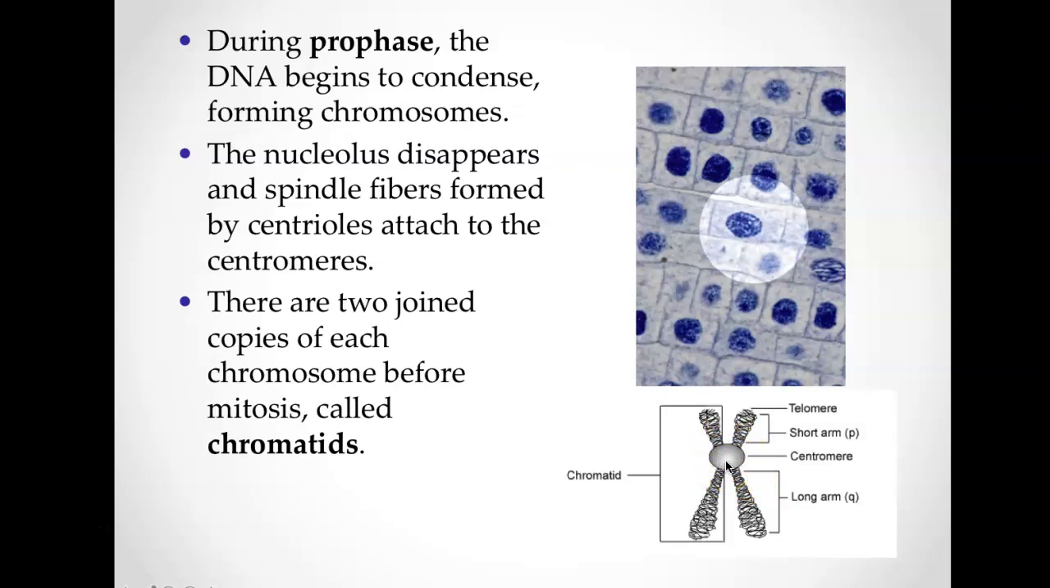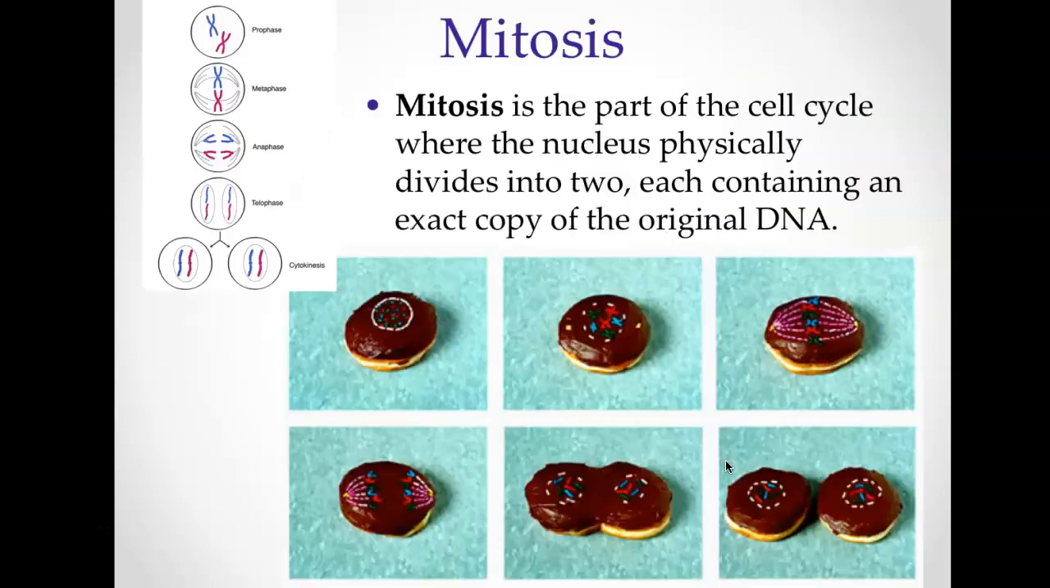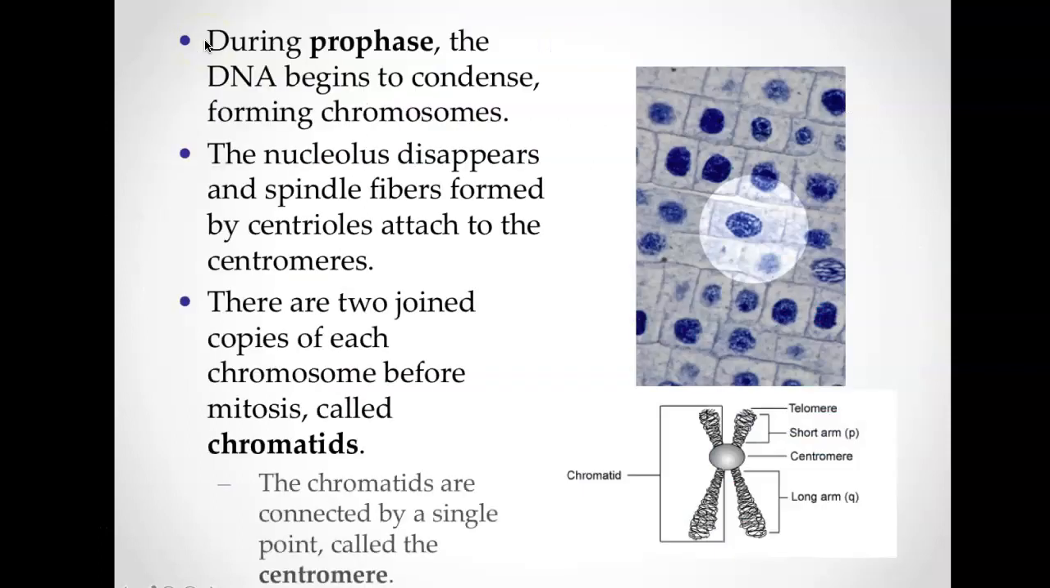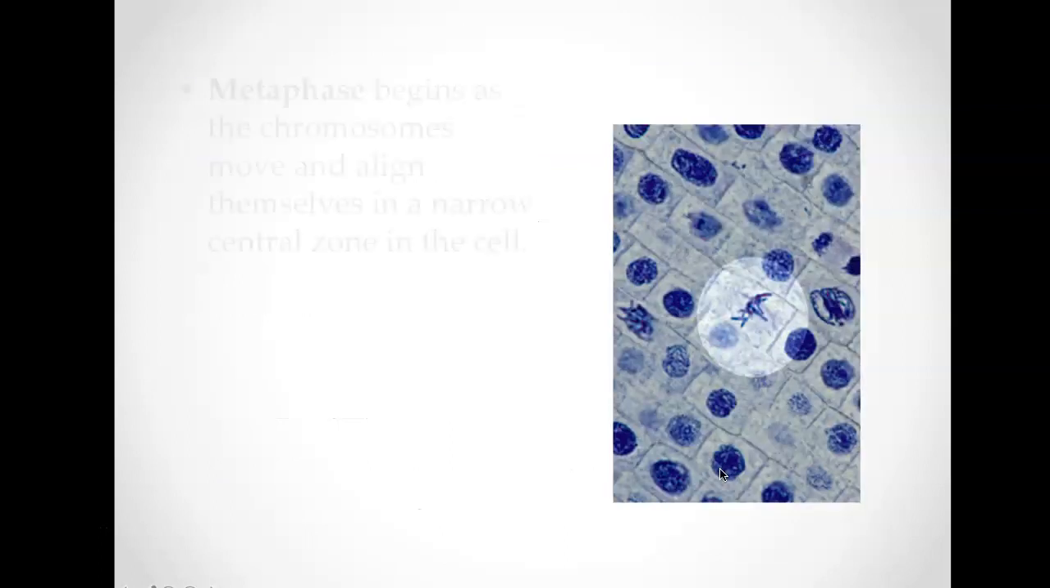There's a lot of C words. If you go back to this picture right here, you see this X? These are both chromosome 1, one from mom, one from dad, but they're each with their copy. Hopefully this isn't too confusing. Just know that the chromatids are joined together by the centromere.